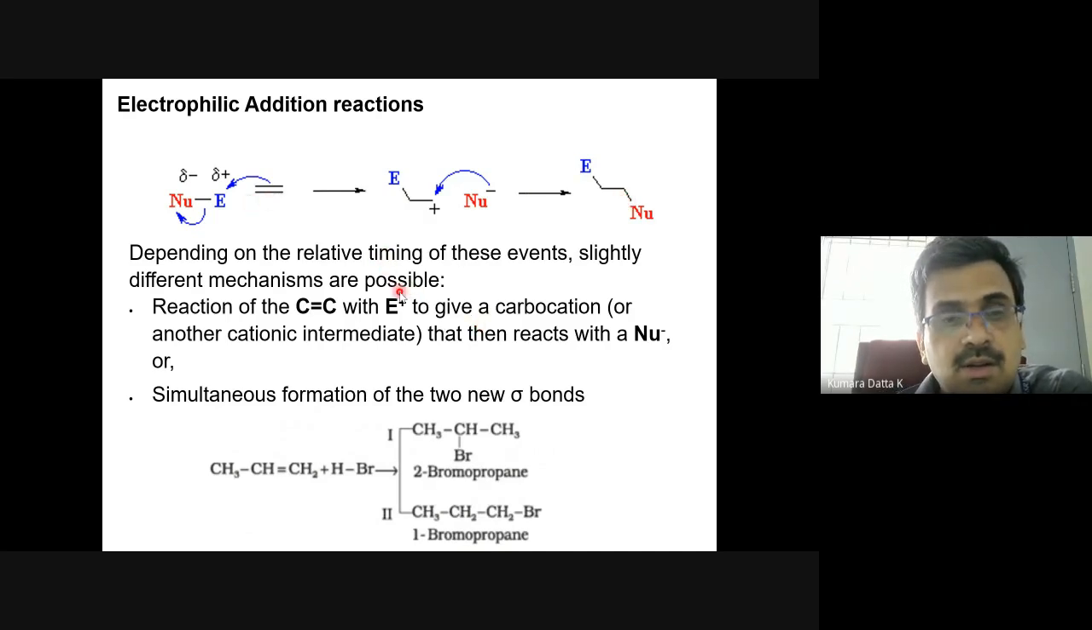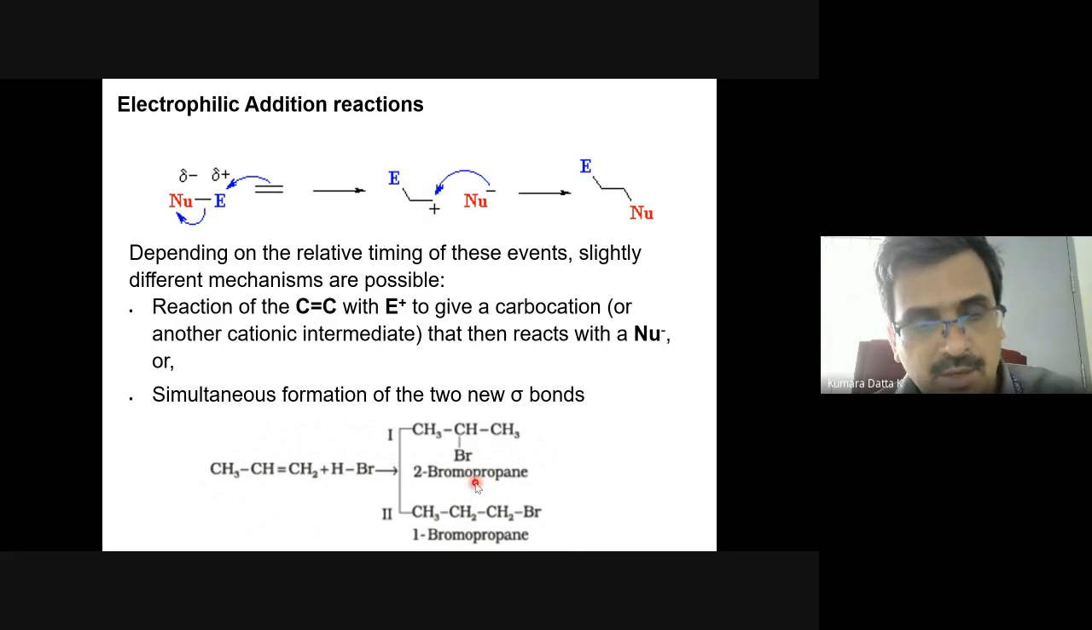Now, depending on the rate of the reaction, you can have different mechanisms. In the first case, you can get a carbocation and then it reacts with the nucleophile. So you are creating one new sigma bond. Now you can see, like hydrogen bromide added to propene, we get 2-bromopropane or 1-bromopropane.